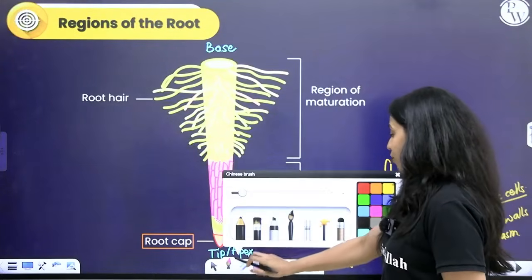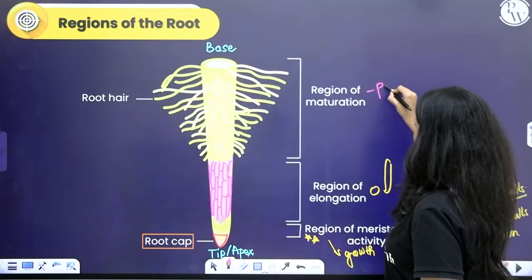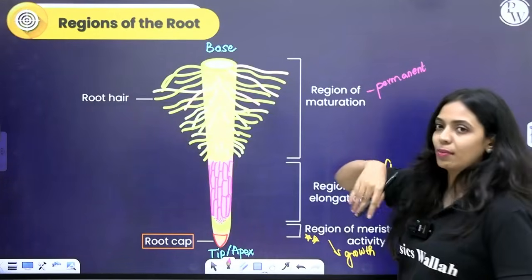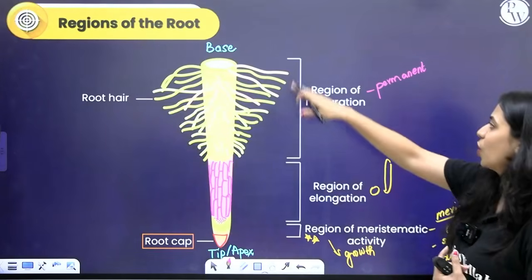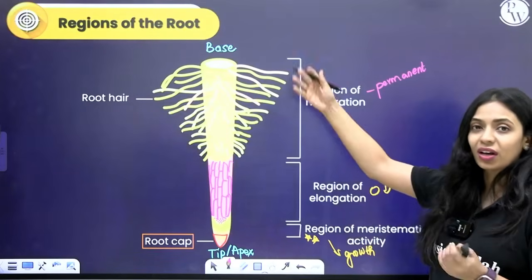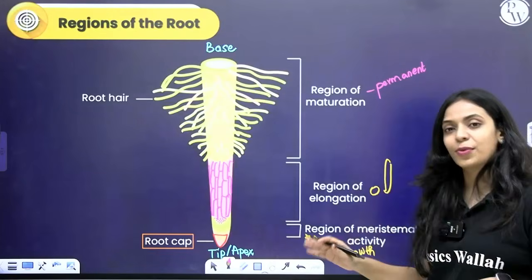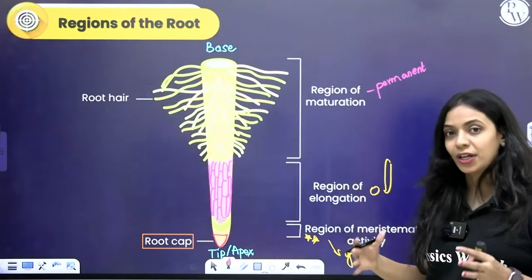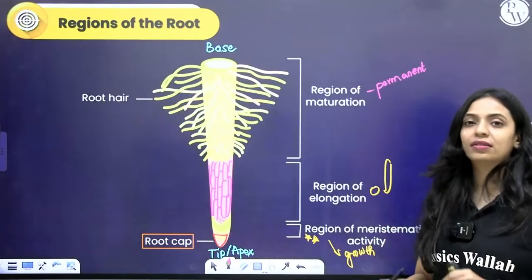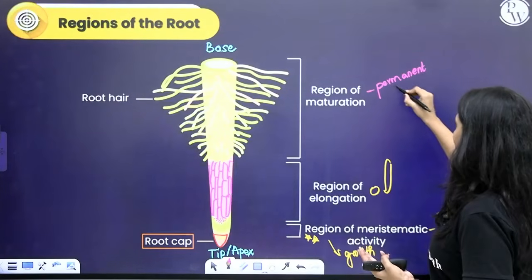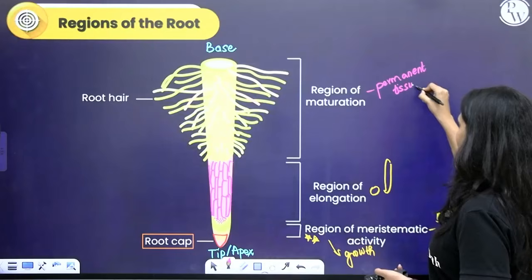Over here you have permanent tissues like parenchyma, collenchyma, sclerenchyma, xylem, phloem. You no longer have cells that are dividing, you no longer have cells that are growing and increasing in size. They have become mature, they have taken up particular functions inside the plant and they have become differentiated. So over here you will mostly find permanent tissues.